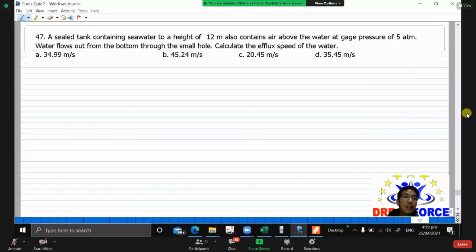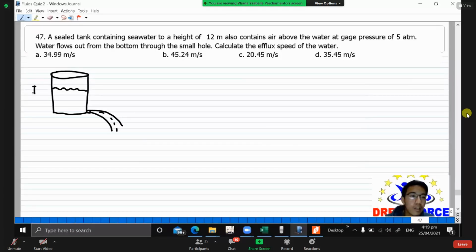A sealed tank containing water, seawater to a height of 12 meters also contains air above the water at gauge pressure of 5 atmosphere. So water flows out from the bottom through the small hole. Calculate the efflux speed of the water. Okay, for example, we have a container here. Then you put a hole here. So, of course, the water will come out here. So our water level, it is here, that is 12 meters.